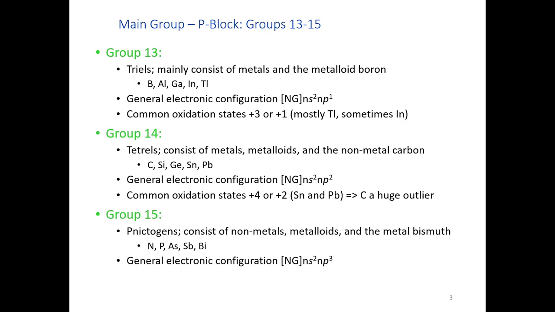The pnictogens have a general electronic configuration of noble gas ns2 np3, so all of the p orbitals are half filled. Common oxidation states include -3 for the first three elements, as well as +3 and +5 for the first four elements. It should be noted that bismuth only really adopts the +3 oxidation state and not +5.